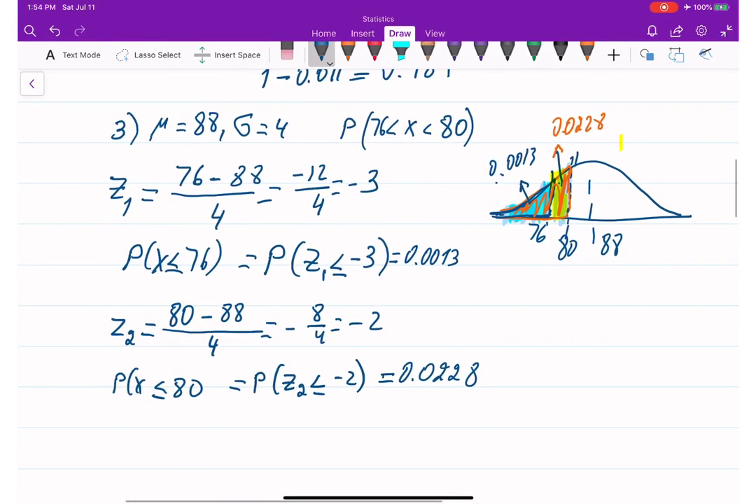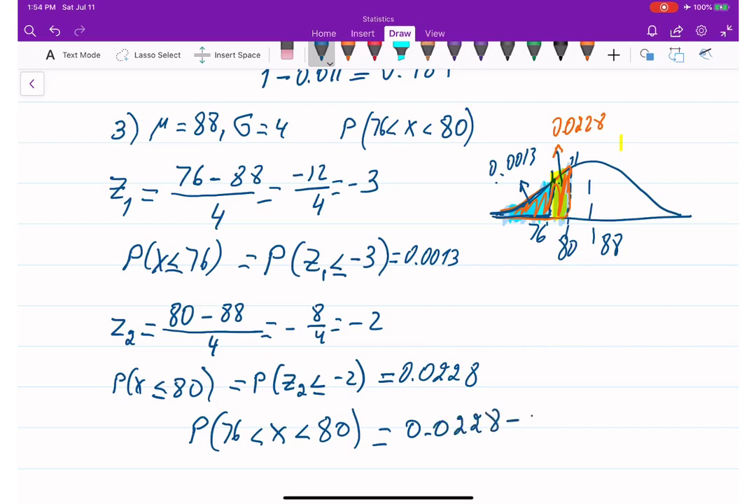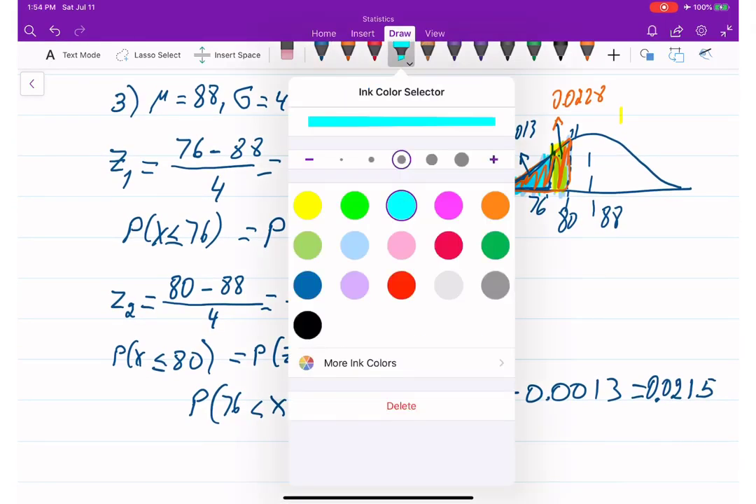So probability of x greater than 76 and less than 80 is equal to 0.0228 minus 0.0013. Here 1, 2, 3, 4, 1, 2, 3, 4. Okay, 8 minus 3 is 5. 2 minus 1 is 1. The other 2 stays. And then 0 and 0 point. Okay, so this is going to be our answer.